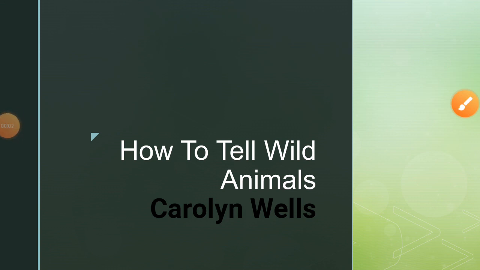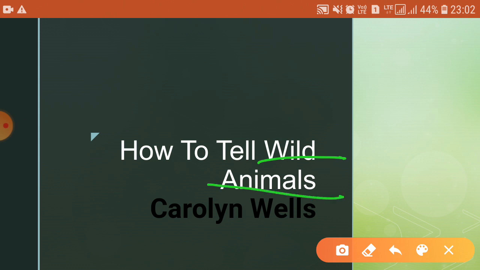So, we are going to start this poem, How to Tell Wild Animals. And this poem is written by Carolyn Wells. How to Tell Wild Animals. By the term wild animals, we understand that it speaks about animals who live in the wild.